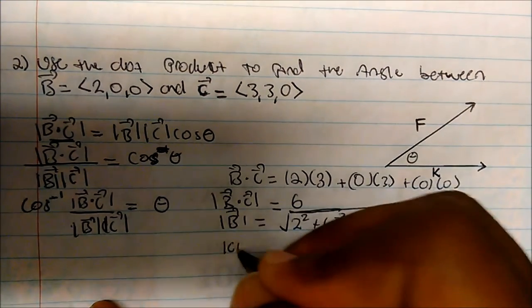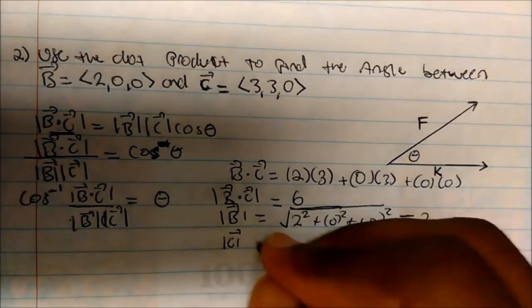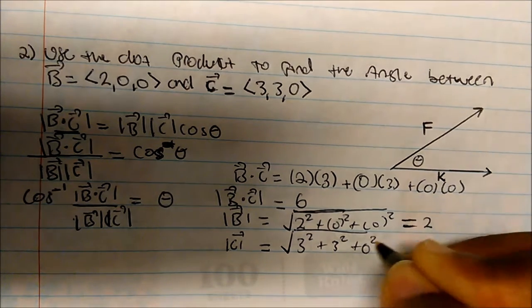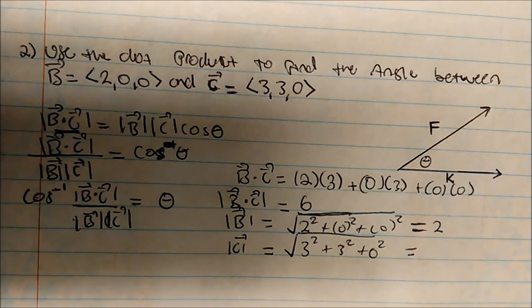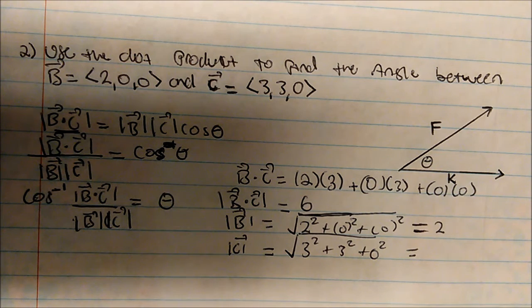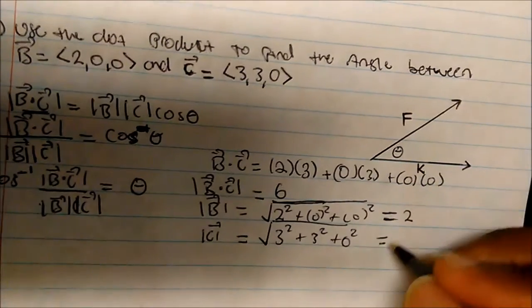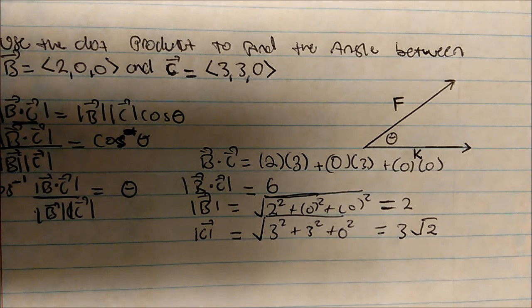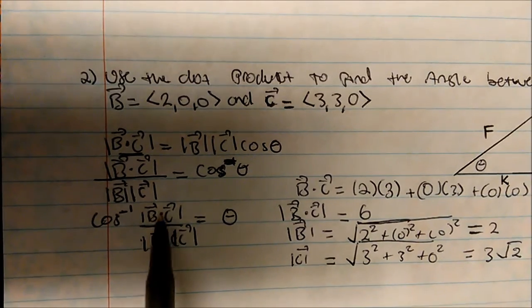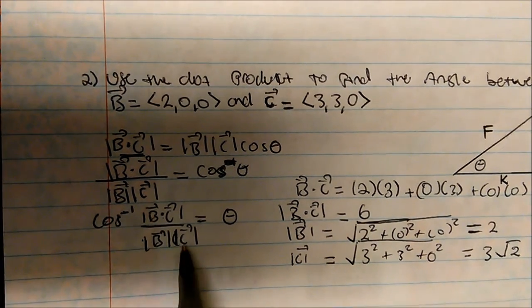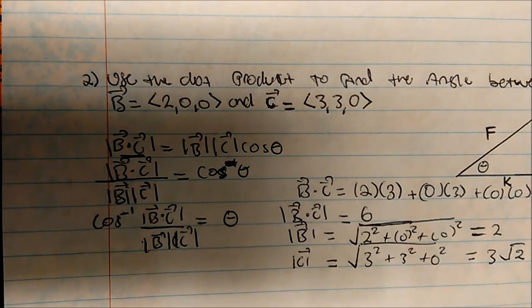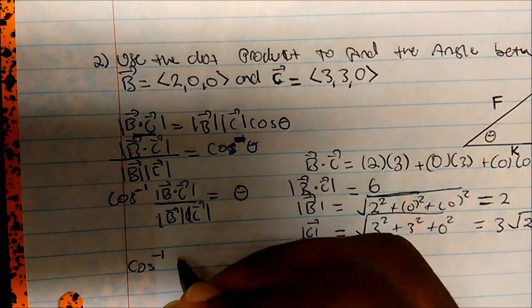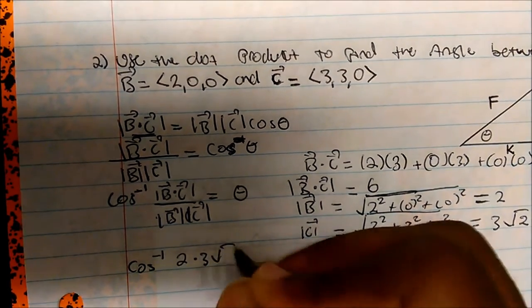Now what about C? If I take the magnitude of C, that shall be equal to the square root of 3 squared plus 3 squared plus 0 squared. If I plug all that in my calculator, I get 3 square root of 2. Okay, so now that we have B dotted into C, we have their magnitudes. All we gotta do is just plug and chug. So we know this becomes cosine inverse of 2 times 3 square root of 2.